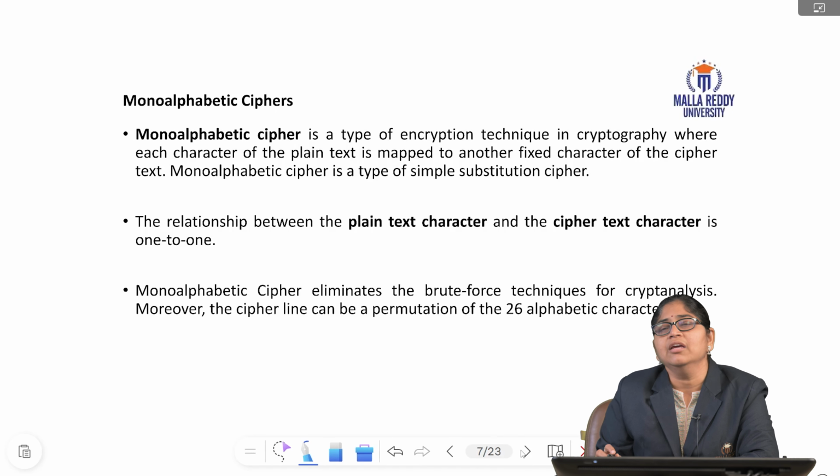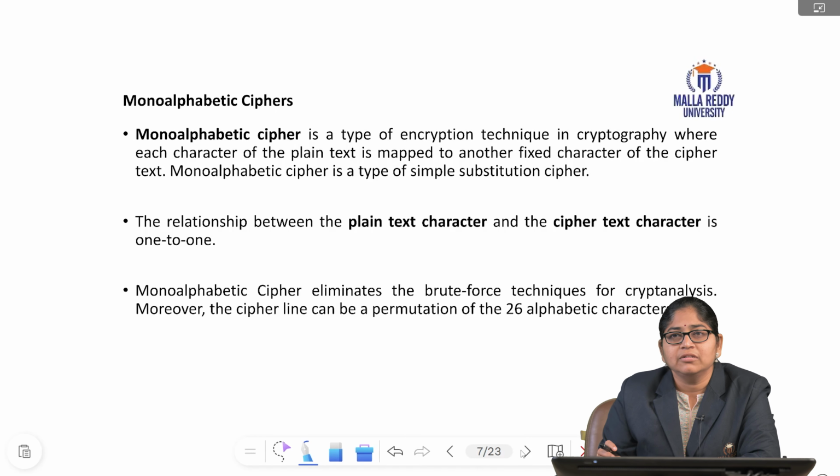Now we will see the second substitution cipher. The second substitution cipher is the Monoalphabetic cipher. It is a cryptographic technique where the letters of plaintext are replaced with any one fixed letter.